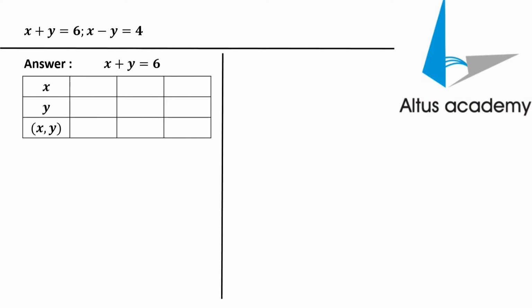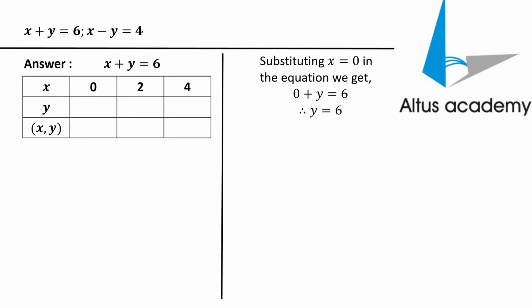Now we have to prepare a table which contains the x coordinate, y coordinate and the point, that is the x and the y coordinate. We'll assume three values of x. Suppose we assume it as 0, 2 and 4. We'll substitute these values of x one by one in the given equation. So if I substitute 0 in the given equation, I'll get 0 plus y is equal to 6, and y will be equal to 6.